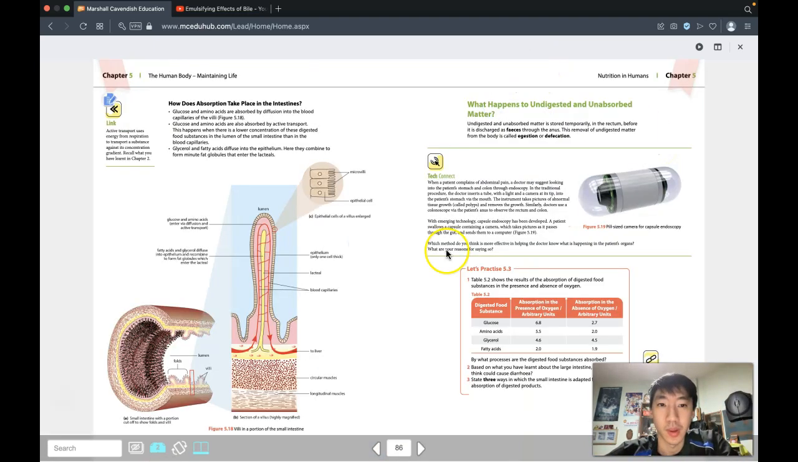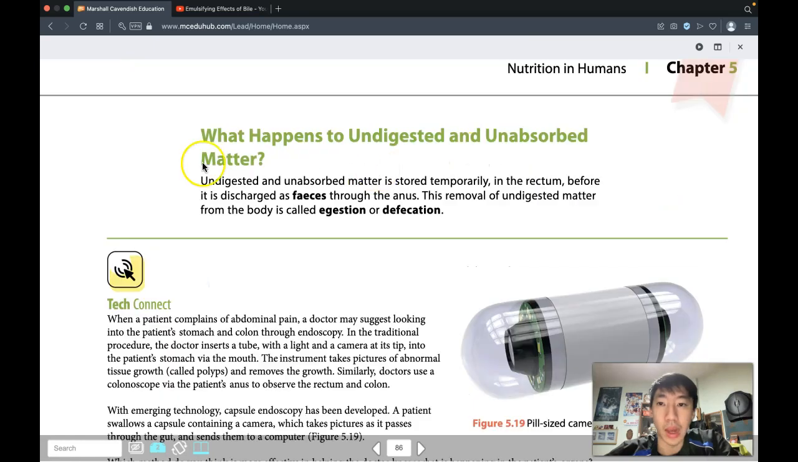Okay. So what happens to undigested and unabsorbed matter? Undigested and unabsorbed matter is stored temporarily in the rectum before it is discharged as feces through the anus. This removal of undigested matter from the body is called egestion or defecation.